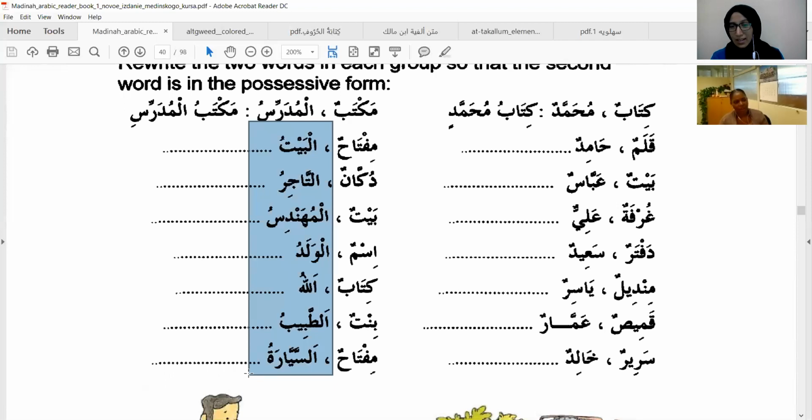Why do you think all of them have al? Because the minute I put someone, if I say the book of Atika, I know who I'm talking about. It's no more indefinite, it is definite. Why I use Idhaafa from the beginning is to make my word definite. So if I want to add it to something else, I need to add it to something that I know. So bait, which means house, I add al: al-bait. It means that you know and I know this house. Iftah al-bait, at-tajir, al-muhandis, it's the same rule.